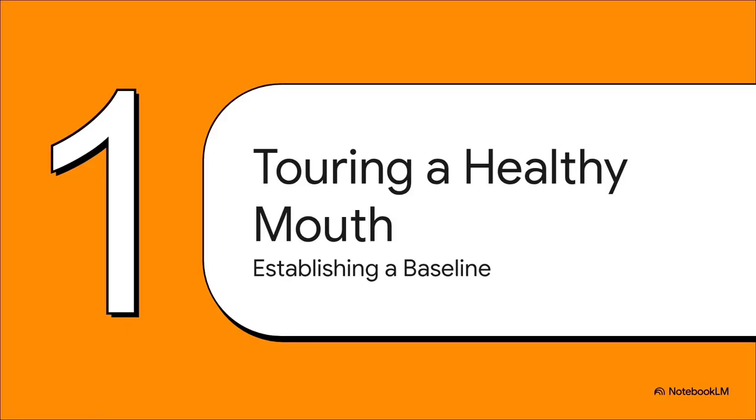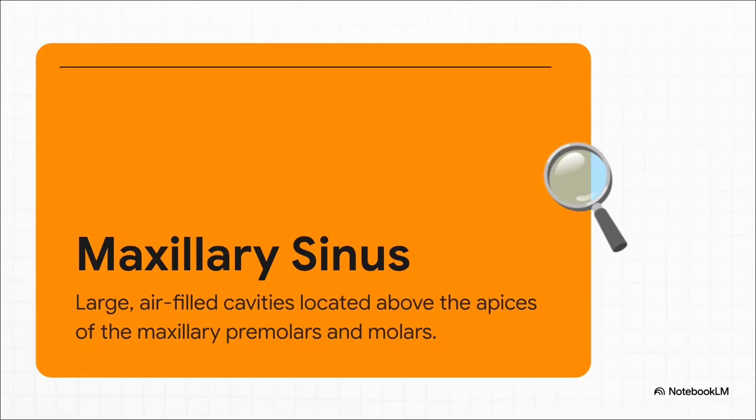Now, before we can start playing detective and spotting problems, we first need to know what normal looks like. So let's take a quick tour of a healthy mouth, find all the major landmarks, and get our bearings. Think of this as our map for the journey ahead. First stop, the upper jaw, which is called the maxilla. And right above your back teeth, you've got these big, hollow, air-filled spaces. These are your maxillary sinuses.